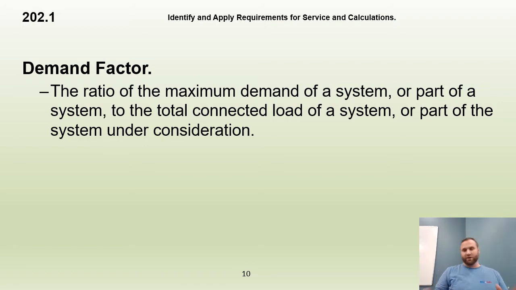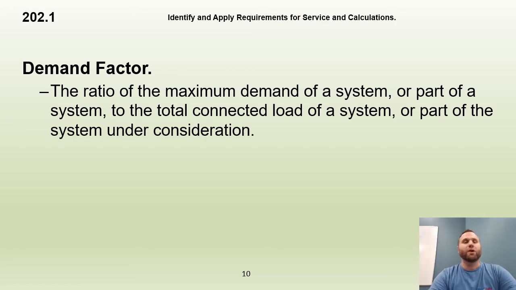Okay, a lot of words there. Let's take what's a little bit complex and make it simple. The ratio of the maximum demand of a system or part of a system to the total connected load can be just this. I have equipment connected to a system. The equipment connected to that system at its nameplate value may be a lot larger than what will actually be used, because that equipment may not be running all the time.